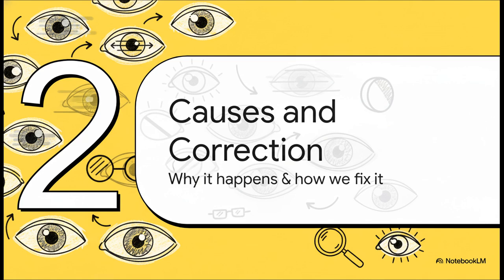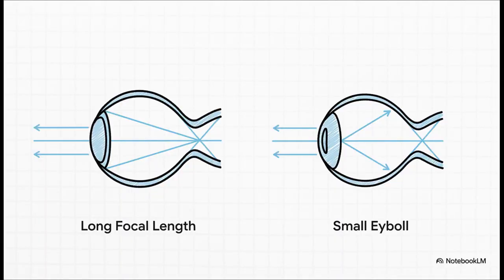We need to understand why it happens, and of course, how we can fix it. Okay, so there are two main reasons this can happen. The first one is that the focal length of the eye lens is too long. Basically, the lens has become a little too thin, so it's not bending the light as much as it should. The second reason could be that the eyeball itself has become too small. This means the retina is now closer to the lens than it should be.